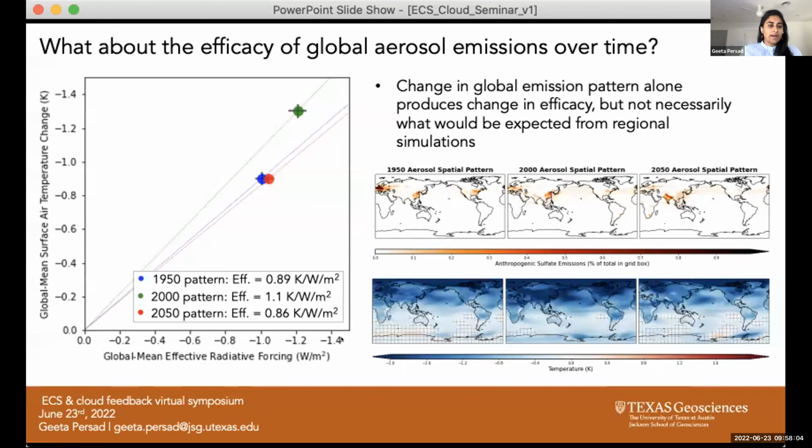So here I'm showing you on the x-axis, the global mean effective radiative forcing, and on the y-axis, the surface air temperature change in response to the year 2000 pattern in green, the 1950 pattern in blue, and the projected 2050 pattern in red. So the year 2000 pattern produces both the strongest temperature response and the strongest forcing, but the efficacy is also higher, which are the numbers that I've summarized here for you.